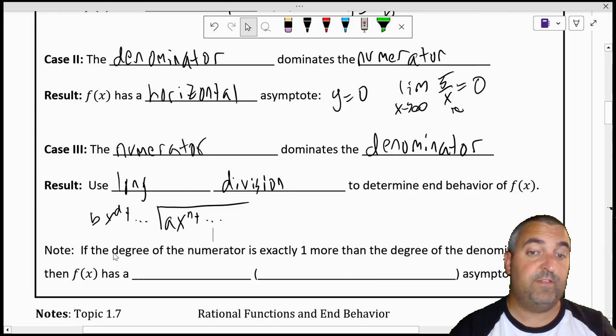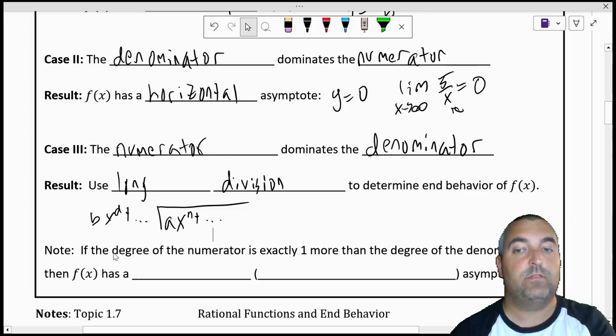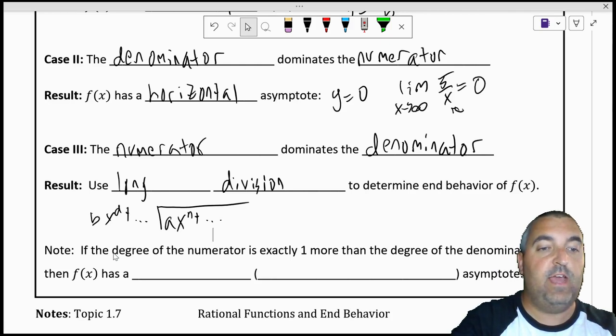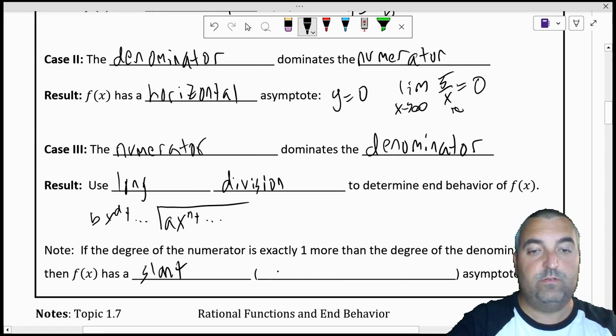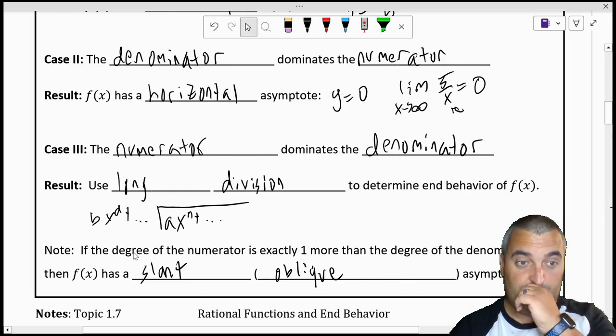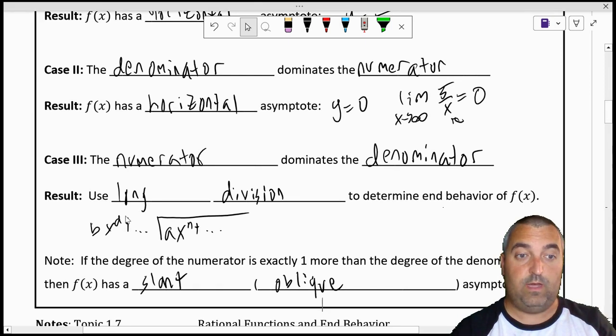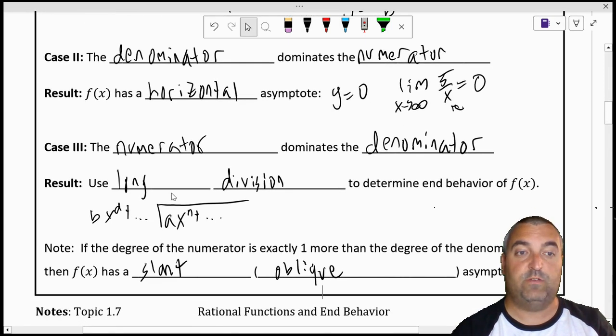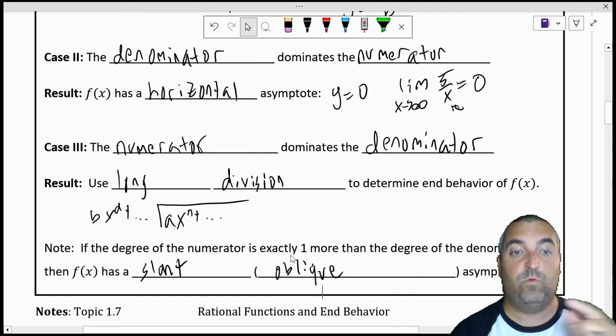If the degree of the numerator is exactly 1 more than the degree of the denominator, then the rational function has a slant, or what is also known sometimes as oblique asymptote, sorry, just one. This is a very special case, so use long division to see what the end behavior would be. And then if it is 1 degree more, you're going to have a slant asymptote instead of a horizontal asymptote.